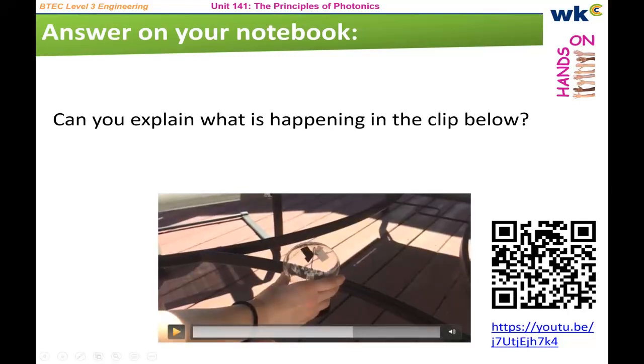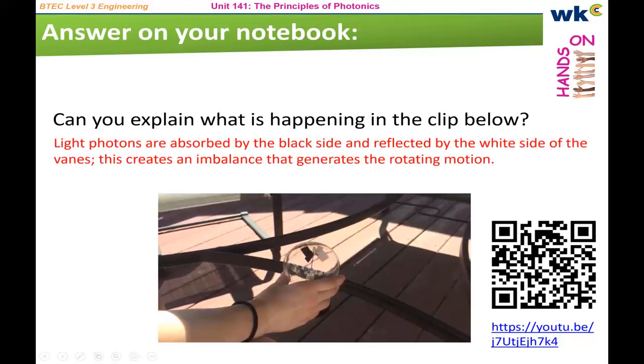Okay, so essentially what happens is light will be absorbed by the black side of the vein. It will be reflected by the white side of the vein, and that leads to an imbalance in force being applied on both sides of the veins, and that's why it starts spinning. So the effect is light impinging on both sides of the veins, but it will push more the white side of the vein because it's photons, they will be bouncing back.